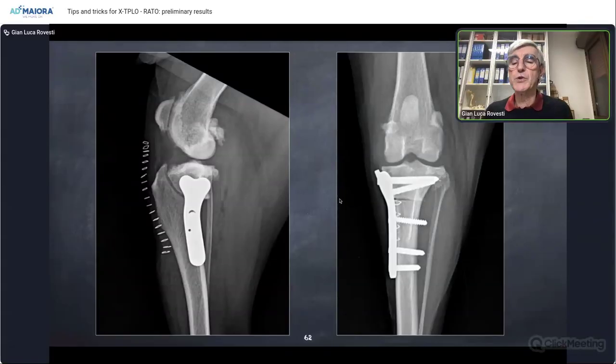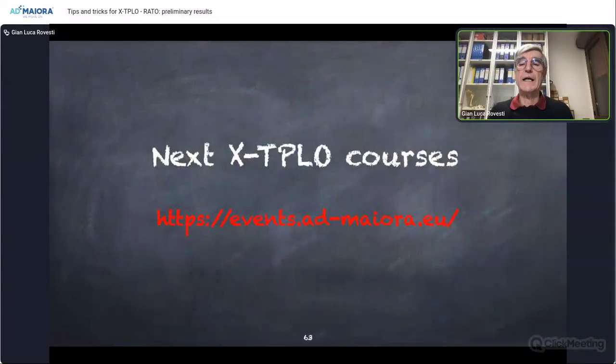And of course, we should be able to check that the plane of the osteotomy is on the frontal plane, no inclination, no joint penetration. Okay?